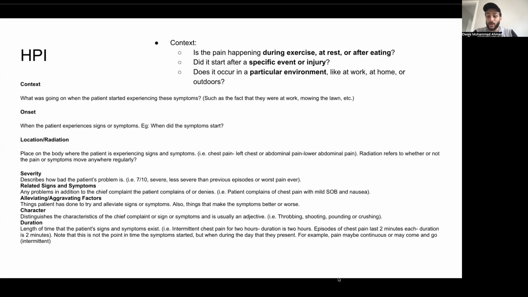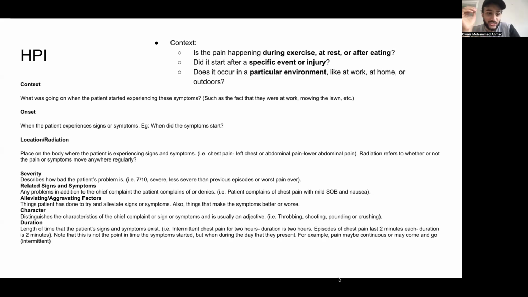So over here is going to be the context. What was going on when the patient's symptoms started, such as the fact that they were at work, were they mowing the lawn, and then is the pain happening during exercise? Is it happening during rest? Is it happening after eating? Did it start during a specific event? Were they exercising, or was there an injury? Did they have a car crash? Does it occur in a particular environment, like at home, outdoors, or what's the issue?